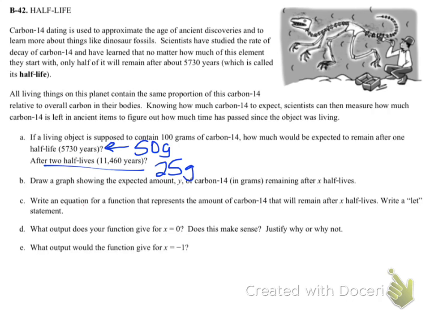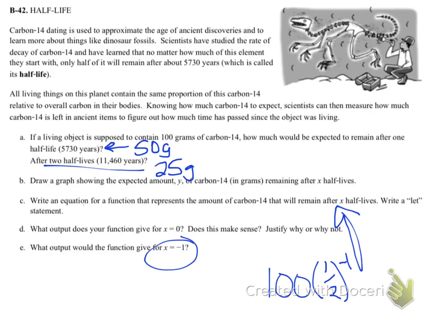And for the last problem here, the output of x equals -1: from our equation, it is 100 times 1/2 to the x. If we have that to the negative first, that is going to equal 200 grams, since 1/2 to the negative first will equal 2.